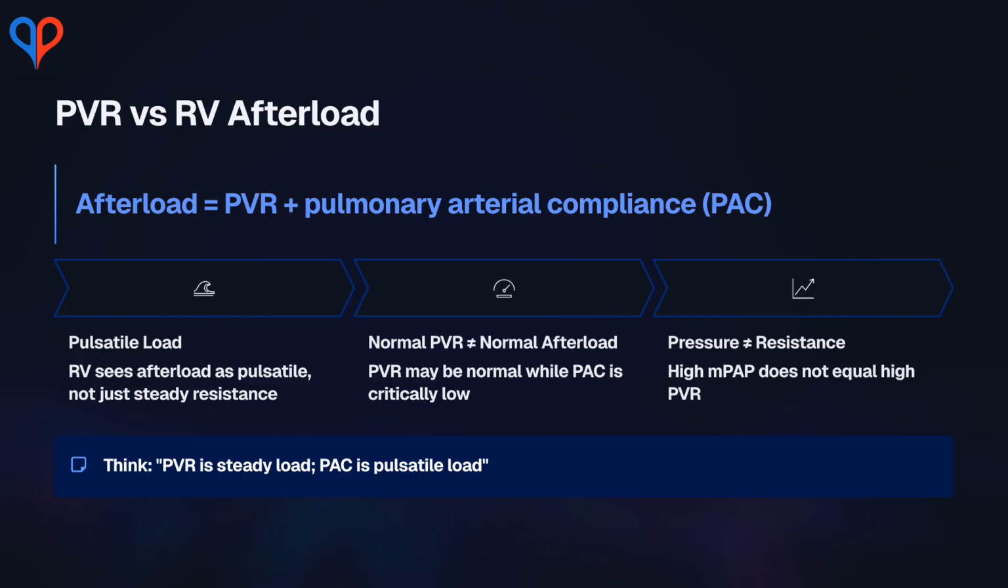RV afterload is not just resistance, it is also the pulsatile stiffness of the pulmonary arteries, PAC. PVR reflects steady resistance, but PAC reflects the compliance of the pulmonary vasculature. A patient may have a normal PVR, but extremely low PAC, resulting in severe RV stress. Conversely, a high mean pulmonary artery pressure, mPAP, does not necessarily mean high PVR. RV afterload requires assessing both PVR and PAC.